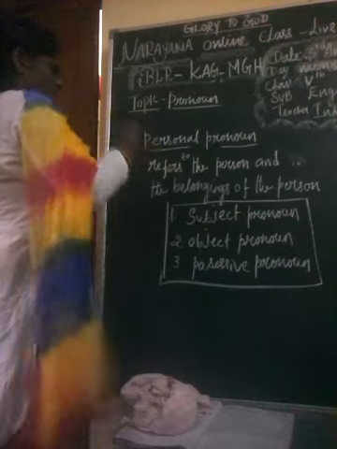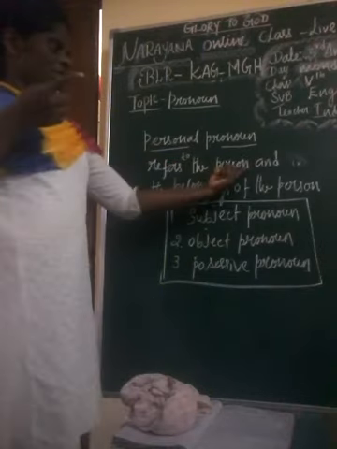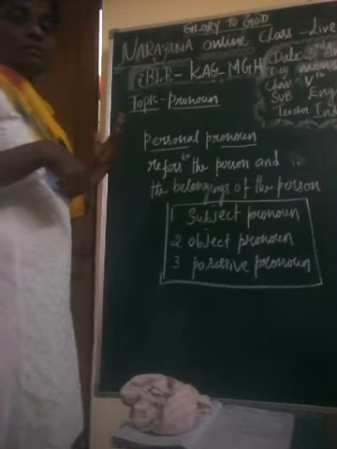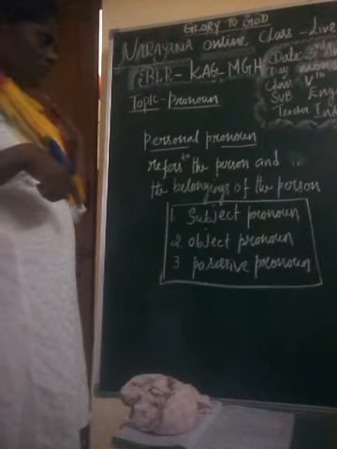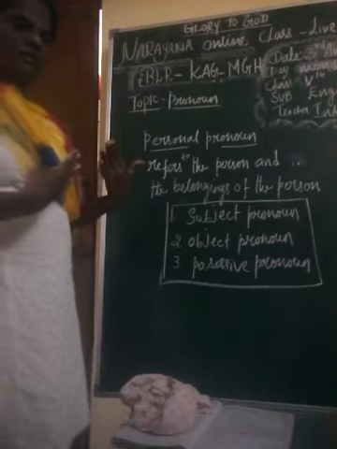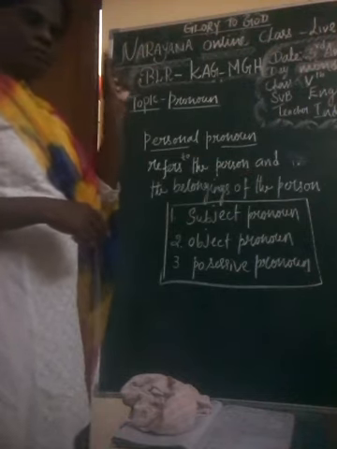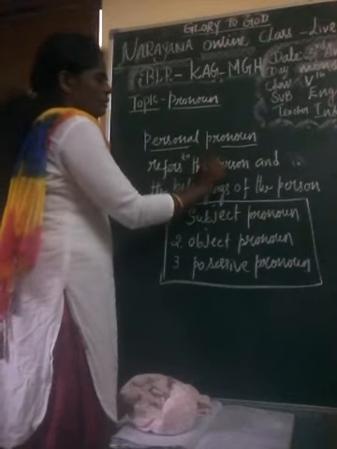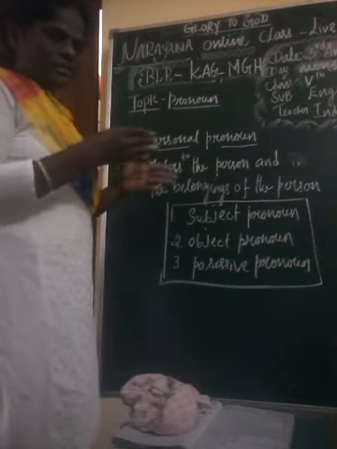As I have told you, a personal pronoun refers to the person, meaning it replaces the person, who is a noun. Wherever we use the name of the person, like Raj, Ram, Sheeta, Benita, Shelton, Martha, so many names, those all come under the category of person. So a personal pronoun replaces the noun in a sentence.